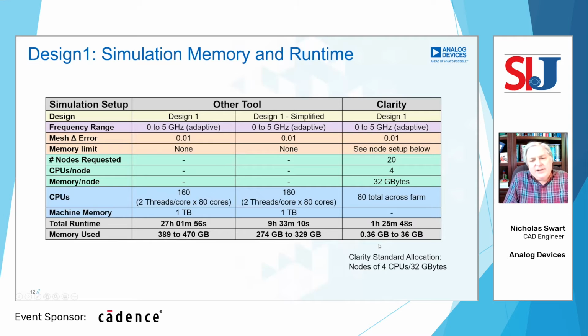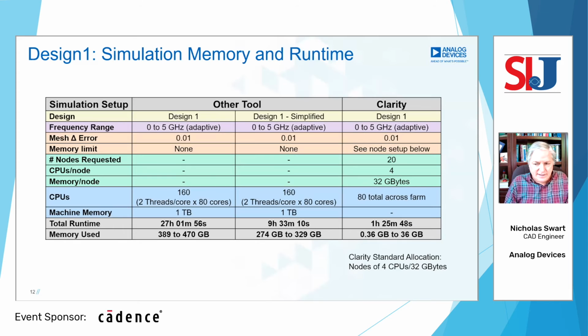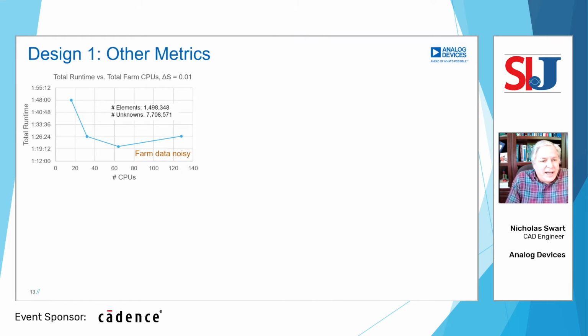So you can see here, just on the simple example, Clarity is substantially faster. And if I just step back to these one-page results, you can see there was excellent agreement with the other tool. So there wasn't, as far as we can see, any accuracy sacrifice that Clarity was making in order to achieve these excellent run times compared to the other tool. Okay, so that's the first simulation. Just some other metrics to look at here.